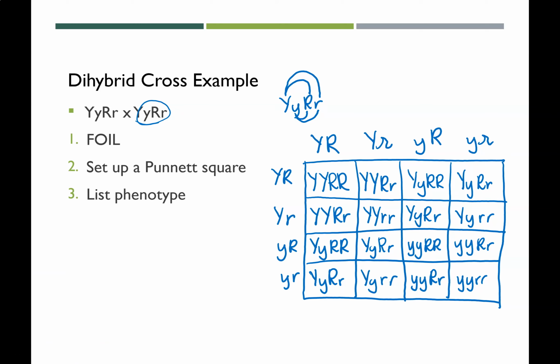All right, so this first box, yellow and round, yellow and round. This is because there is at least one dominant allele for yellow and one dominant allele for round. Let's continue. Yellow and round. All right, so we should have 9 yellow and round. 1, 2, 3, 4, 5, 6, 7, 8, 9. So we have 9 yellow and round.